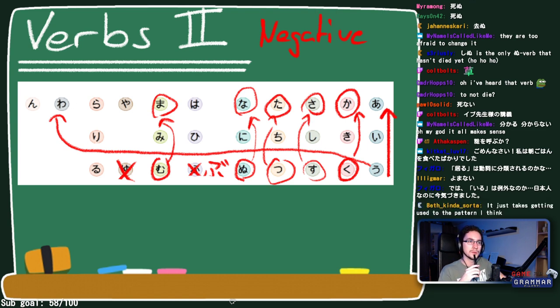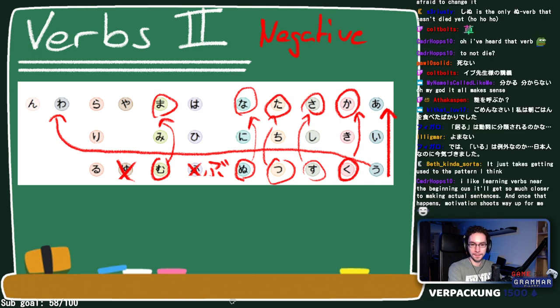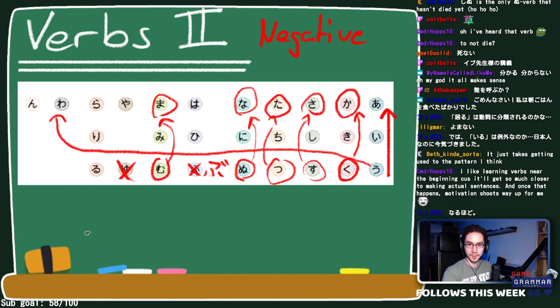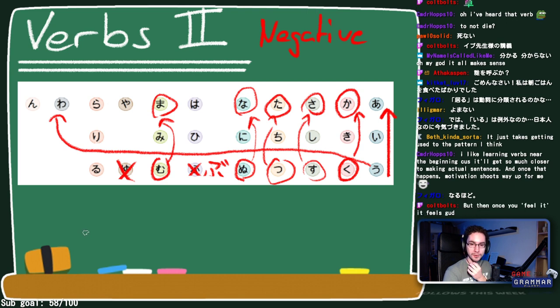Takes getting used to the pattern, I think. Of course, yes. So today I want to show you the pattern, and then you go out into the world and you see it like a million times, and then eventually it'll be second nature. And that's the goal. I like learning verbs near the beginning. It's much closer to the actual sentence. Yeah, verbs are very important. Once you feel it, it feels good.